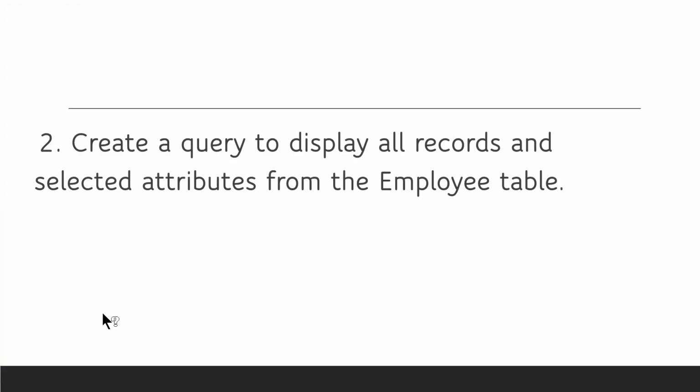Now we will proceed to the second query here. The question is this way: create a query to display all the records, that is all the rows, and selected attributes. Selected attributes indicates only selected fields or selected column headings from the employee table. Let's see this one.